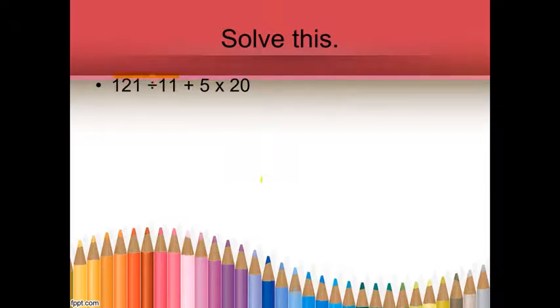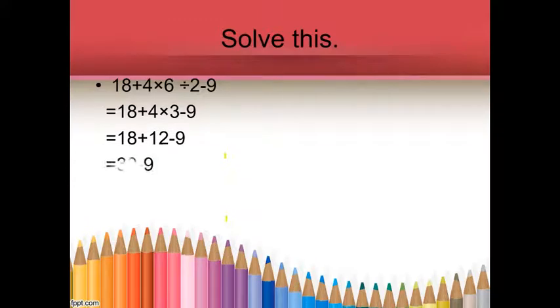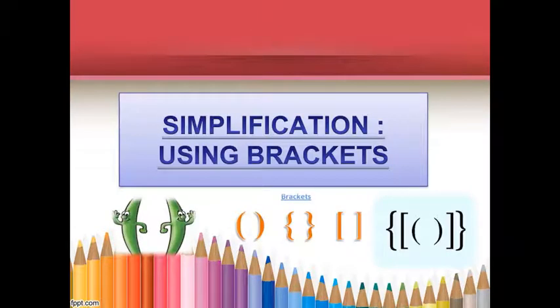First of all, you will do the division. We will get 11 and the rest of the question will be in a similar way. Then we will do the multiplication and then at the end we will do the addition. So this was our DMAS rule. Today we are going to learn something different from it, and that is simplification by using brackets. If brackets are there, then how are we going to solve a question? How can we do the simplification if brackets are there?